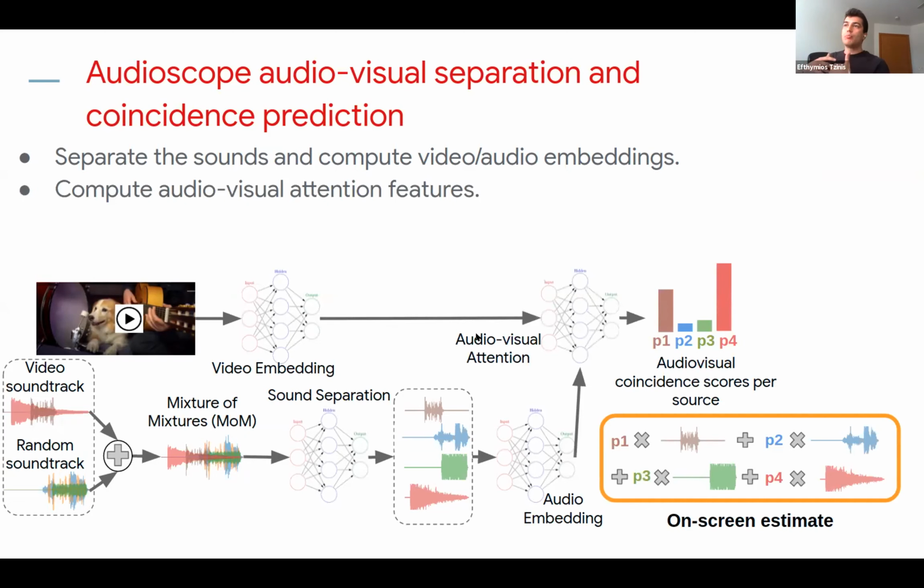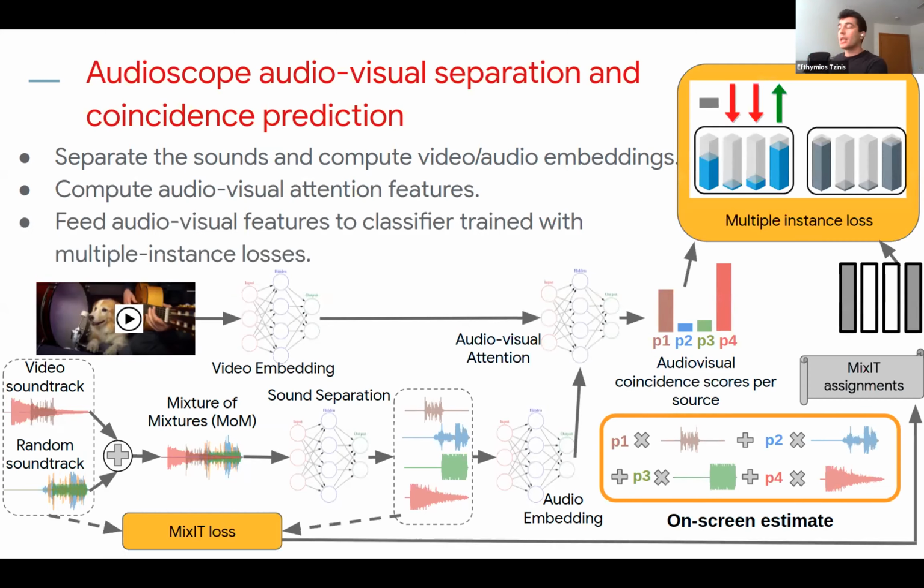So now we combine those two modalities, those two embeddings, with an audiovisual attention mechanism, and then we let a classifier compute an audiovisual coincidence score per source. So now we use those scores as soft weights in front of the estimated sources to provide the on-screen estimate.